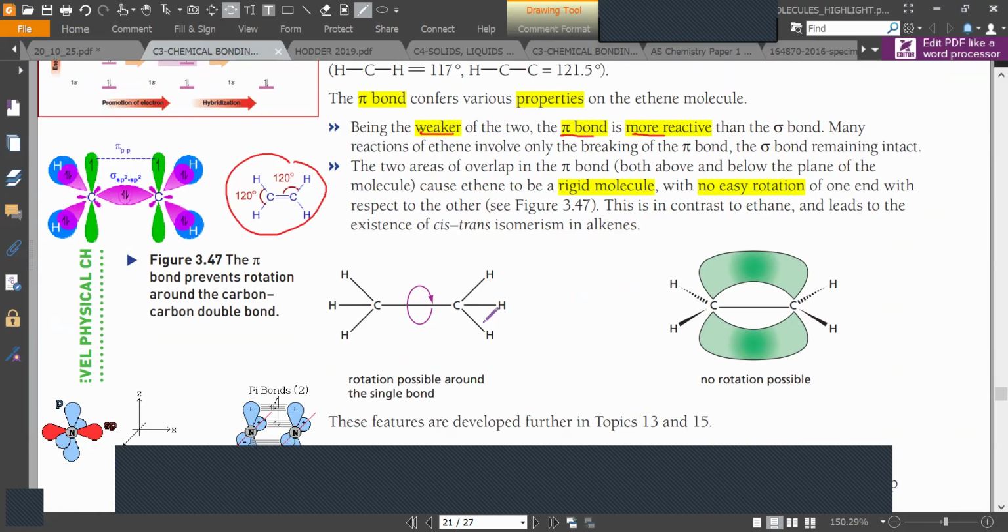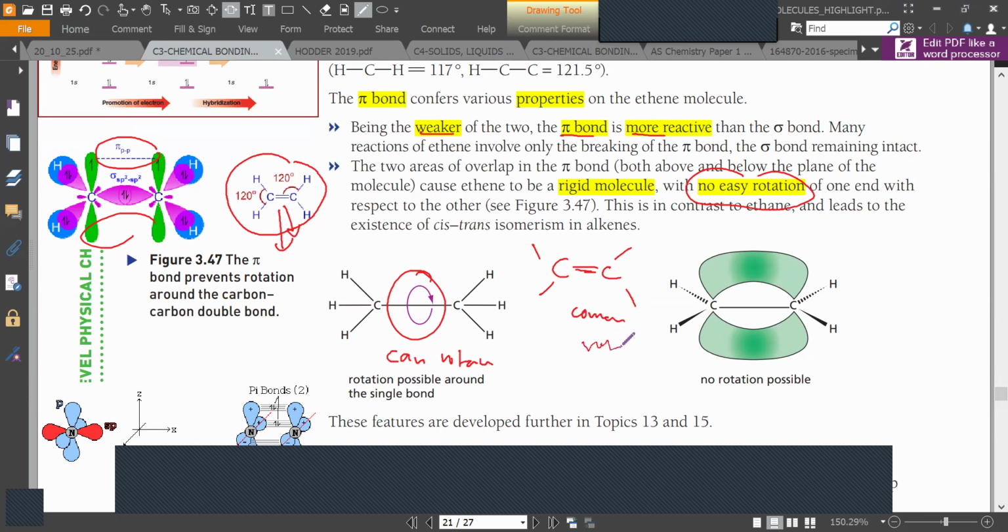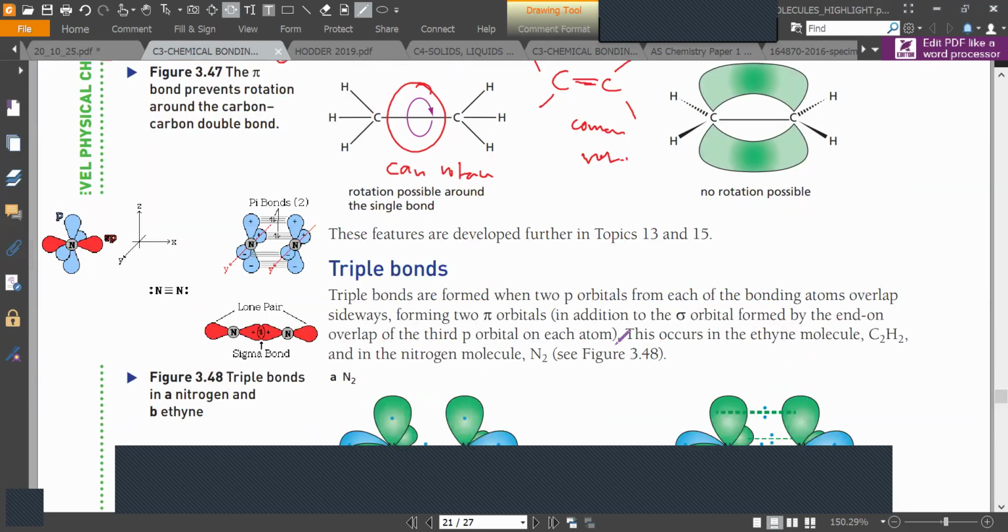And then the double bond, because of this overlap, fixes this C=C. It cannot rotate easily. The position is fixed, but this single bond can rotate. The double bond cannot rotate, because this pi bond fixes the position of the carbon.